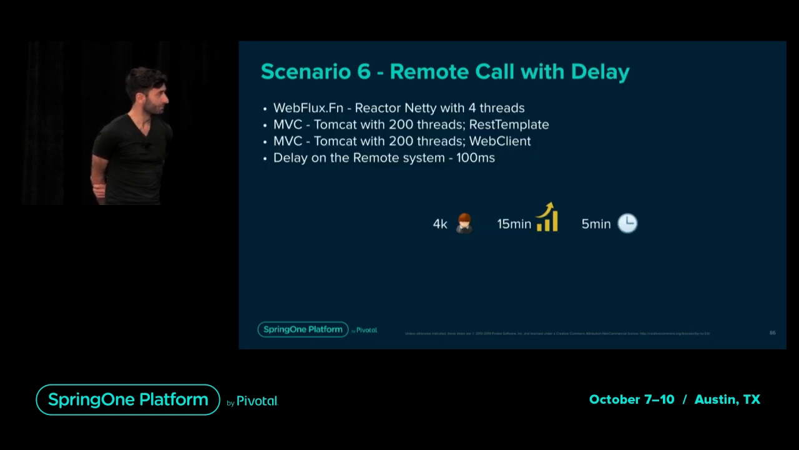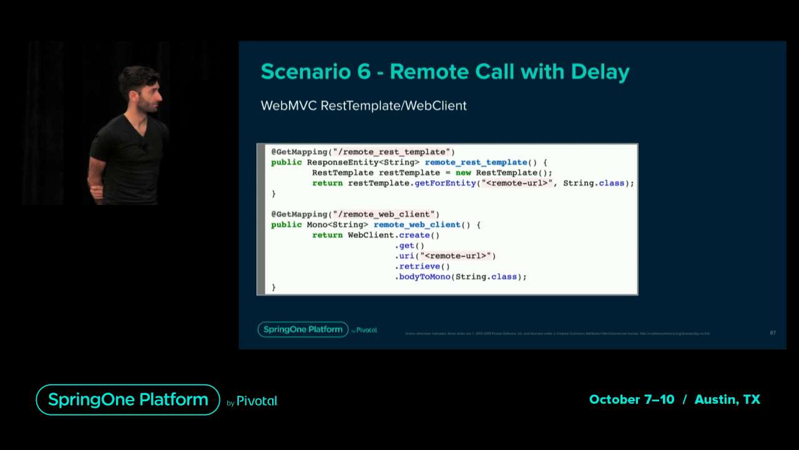And the last scenario is a remote call with a delay. This time we want to test the scenario where we have 100 milliseconds processing latency on the remote system. The controller is the same as the previous because this time we just call a system where we know there is a delay on the response.